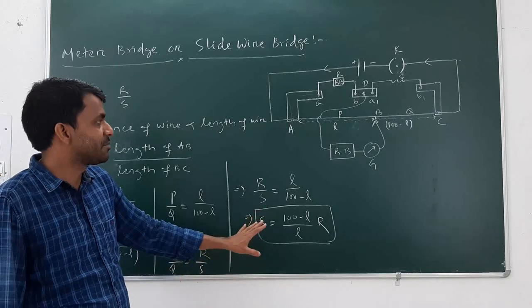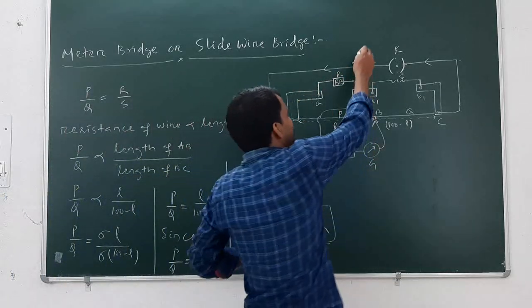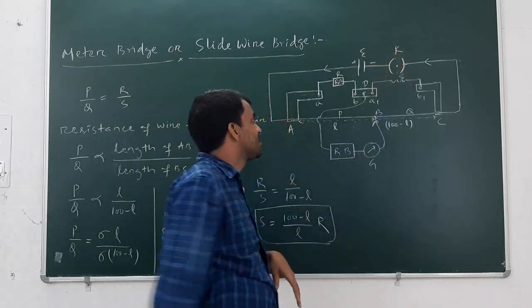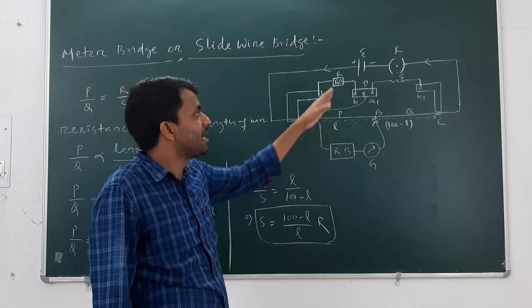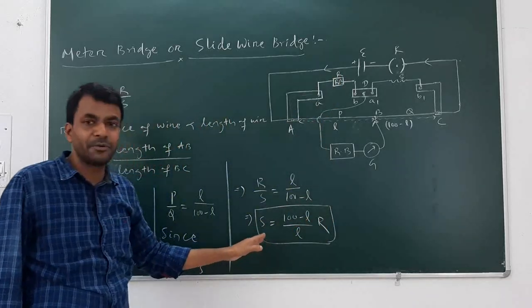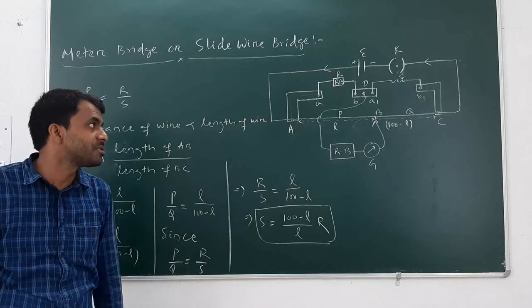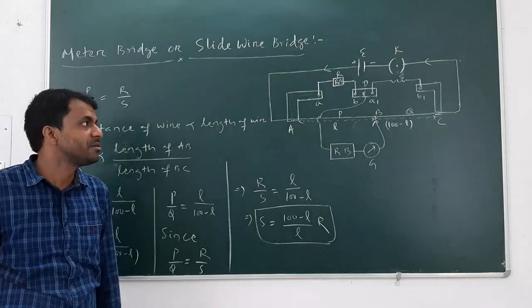This is the required diagram. Here it is the EMF, the key is connected, this is the total current, and this is the AC. And this is the required derivation or required formula for the meter bridge to find out the unknown resistance of the wire.